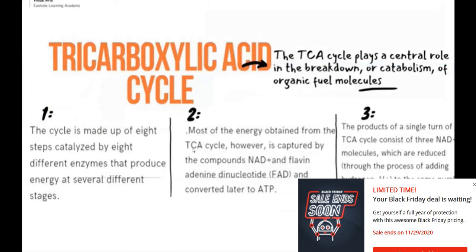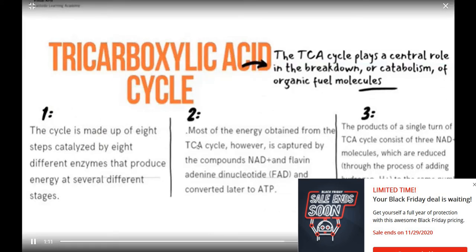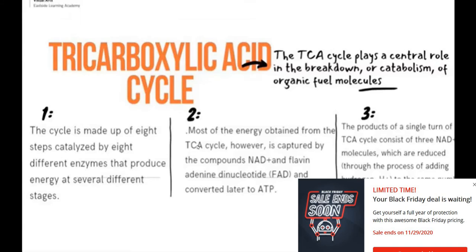Tricarboxylic acid cycle, known also as the TCA cycle, and it plays a central role in the breakdown or catabolism of organic fuel molecules. It's a series of chemical reactions used by all the aerobic organisms, made of 8 steps to release stored energy through the oxidation of acetyl CoA, derived from carbohydrates, fats, and proteins.